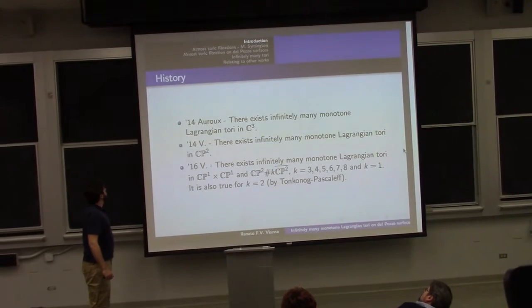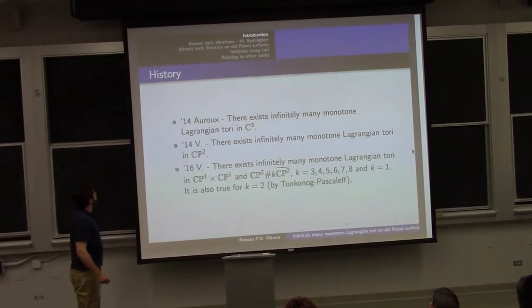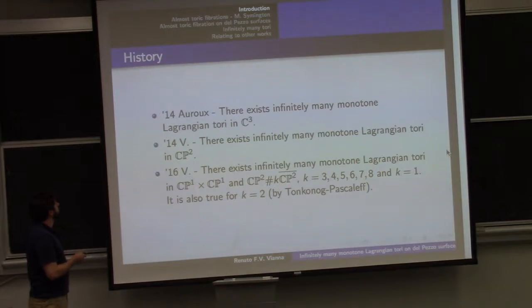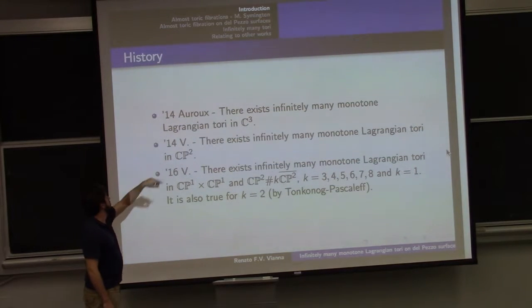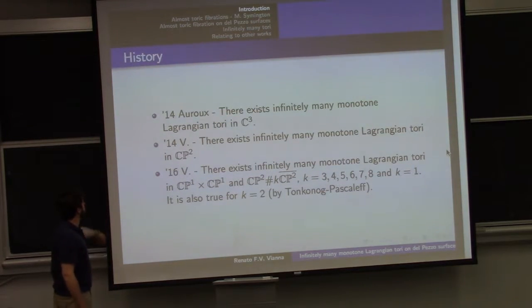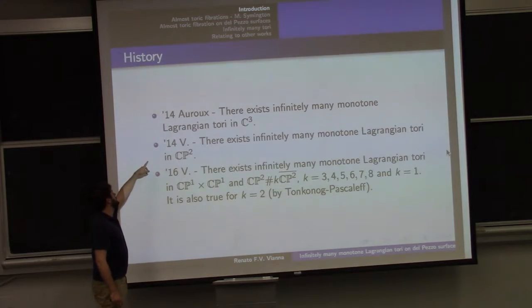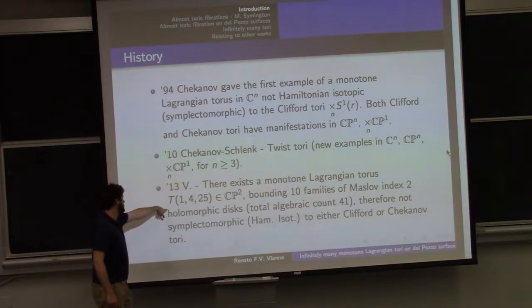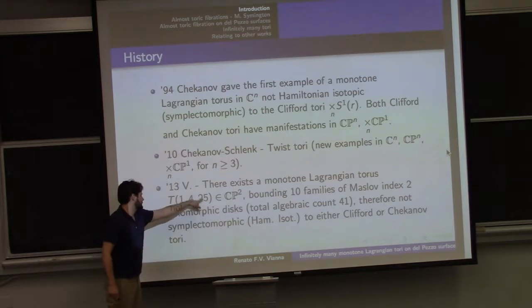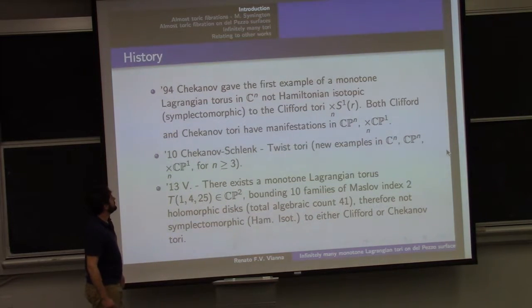And in 2014, Denis also came up with a proof that there exist infinitely many monotone Lagrangian tori in C3. And a little bit later, I finished with my own. Here, the torus has this weird name. It's related with Markov triples. We have seen here already on this conference mentions of these equations.